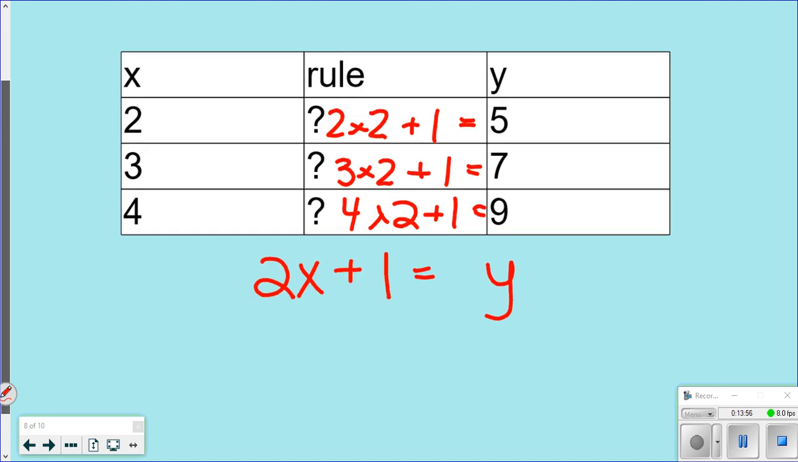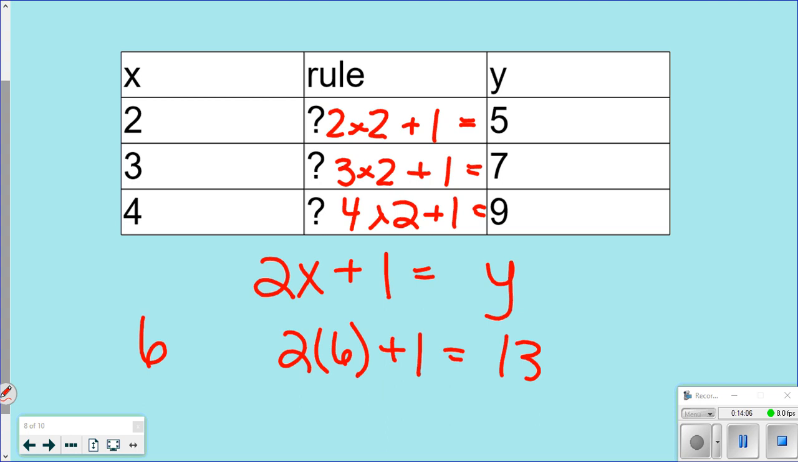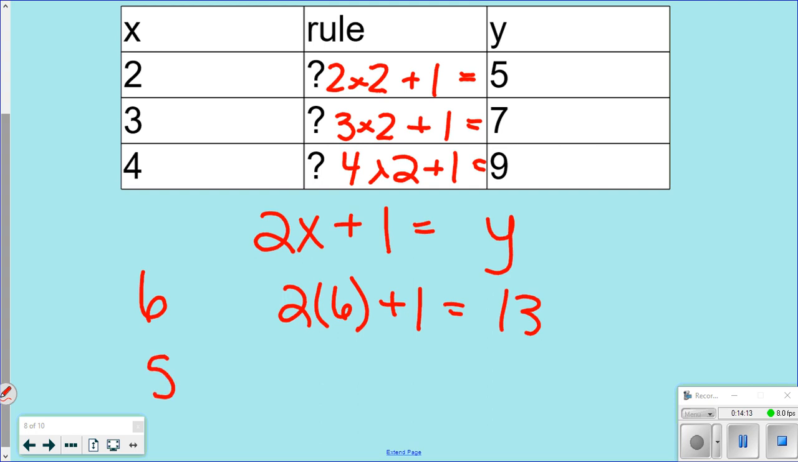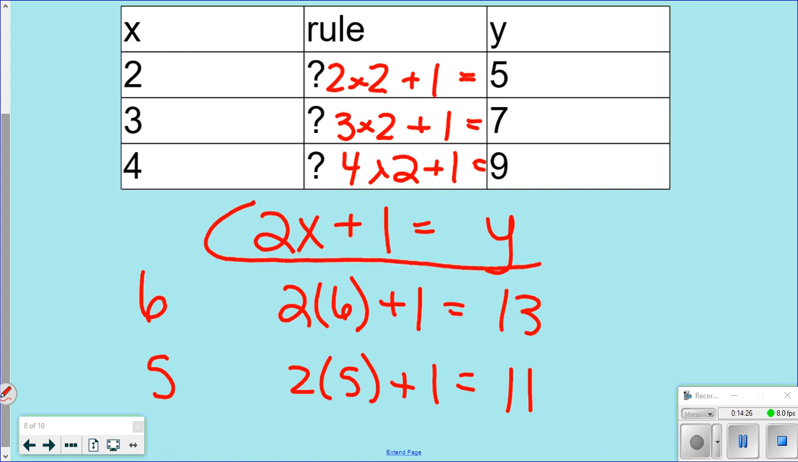So let's say we have 6 in the X column. I would take 2 times 6 plus 1, that's 13. So if I was going to continue this table, if I had 6 on that side, 13 would be my next one. If I wanted to figure out what 5 was, I'd do 2 times 5 plus 1. I know 11 would be the next one if I continued my table. So this rule can help you figure out many more things, not just what's in the table, but if you were continuing your table, it could help you figure things out.